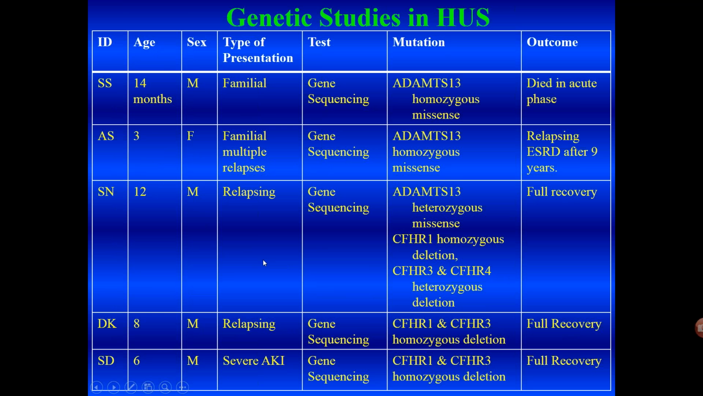We have tested a few patients, and this is what we found. The first 2 patients in this table are a brother and sister. The brother died in the acute phase at 14 months of age, and when we sequenced his gene, we found, surprisingly, though the clinical phenotype was of acute kidney injury, an ADAMTS13 homozygous missense mutation. We found the similar mutation in the sister who had presented for the first time at 3 years of age in 2008. Over 3 years, she had a relapsing course, was lost to follow-up, and returned to me last year as end-stage renal disease. And we could find that she had the same mutation.